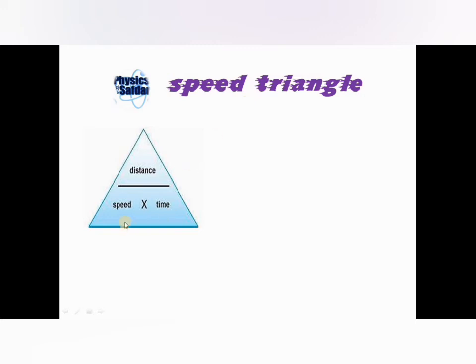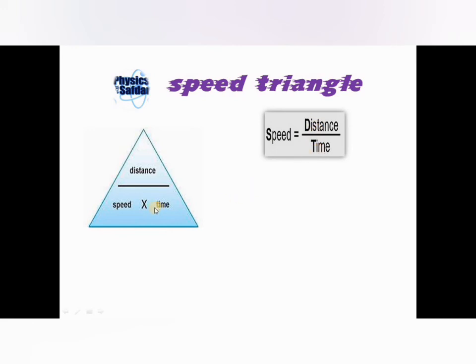For example, if you want to calculate the speed in a problem, step 1, first you hide speed. Then two things are left, distance and time. You will follow this line as a symbol of division. So your speed becomes distance divided by time. So the equation for speed will be distance over time.